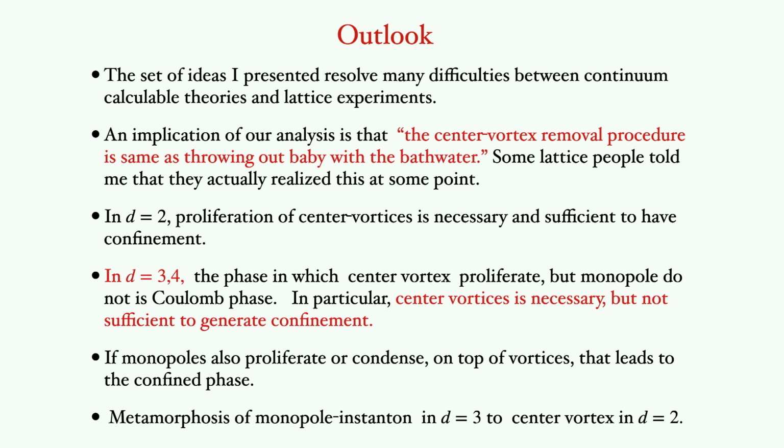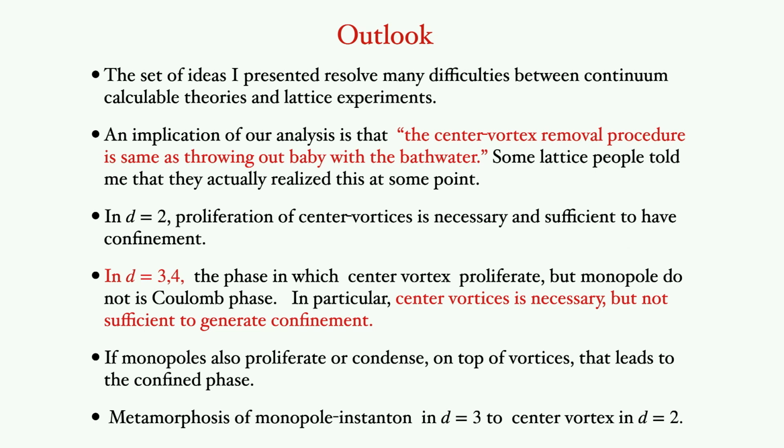Now, I think the set of ideas that I talked about here resolves a number of difficulties between calculable continuum theories and lattice experiments. So an implication of the analysis is, what does the center vortex removal procedure mean? I would say it is throwing out the baby with the bathwater, okay? And some lattice people, for example, Massimo D'Elia, told me that he actually realized this at some point. In D equal 2 dimensions, proliferation of the vortices is necessary and sufficient to have confinement.